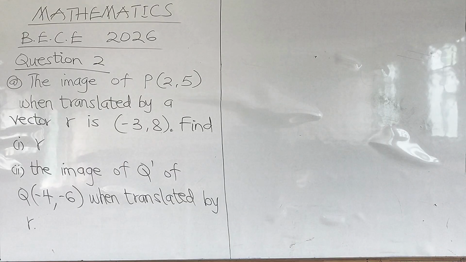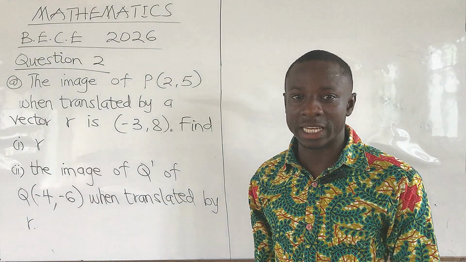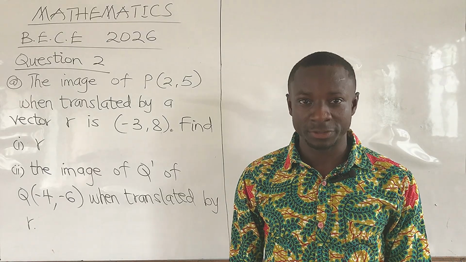All right, so this is the second question of BECE 2026. Question 2a. The image of P(2, 5) when translated by a vector R is (-3, 8). Find i. R. ii. The image of Q'(-4, -6) when translated by R. So we are going to start right away. When a question like this is given, we are going to deal with translation, which is under transformation.